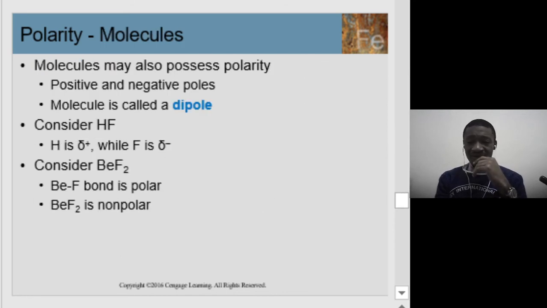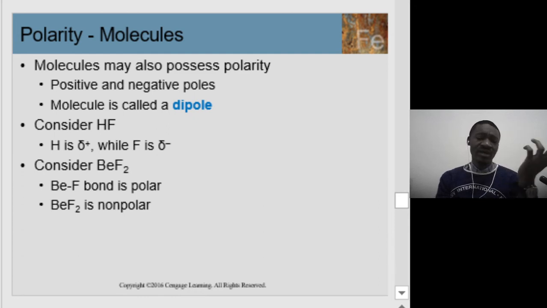So molecules may also possess polarity, that's positive and negative poles, and molecules are called dipoles. So dipole means you have two poles, so the poles can be positive and negative. So your hydrogen fluoride, hydrogen is positive and tends towards the negative, which is fluorine, which is electronegative. So you also have the situation of beryllium difluoride, where you can have it polar or non-polar.